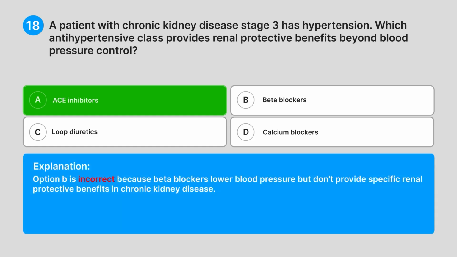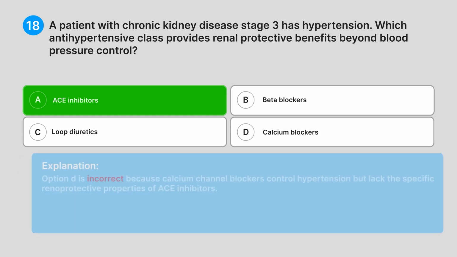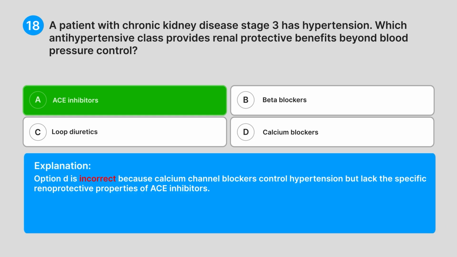Option B is incorrect because beta blockers lower blood pressure but don't provide specific renal protective benefits in chronic kidney disease. Option C is incorrect because loop diuretics manage fluid overload but don't slow chronic kidney disease progression or provide renoprotection. Option D is incorrect because calcium channel blockers control hypertension but lack the specific renoprotective properties of ACE inhibitors.